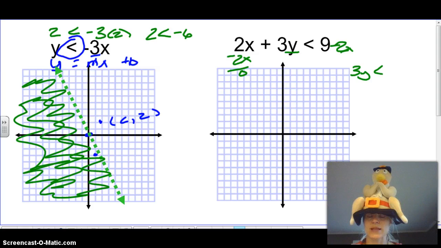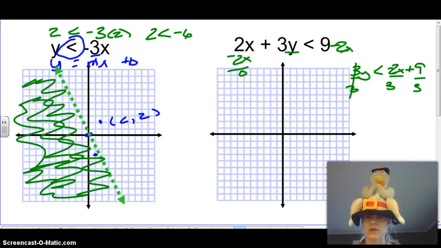3y is less than, and I like to rewrite it so that the slope is first. You could keep it 9 minus 2x, but I like it in the standard form. And then the last thing we need to do is get that y by itself. That's 3 times y, so I'm going to divide by 3 here, but then I must also divide by 3 here and by 3 here. So 3 divided by 3 is 1y, or we'll just put y is less than.